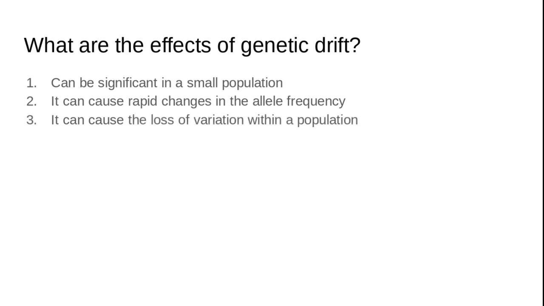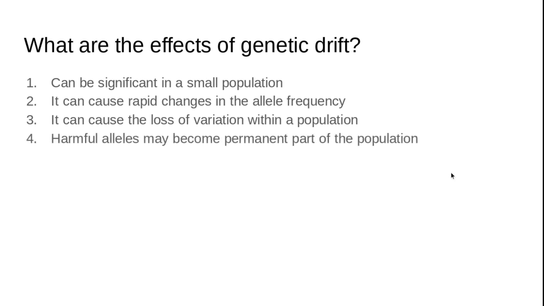It can cause the loss of variation within a population. So again, if a certain population is not welcomed into a community, they tend to leave. And so we see a loss of variation. And then harmful alleles may become a permanent part of that population. Normally, in a large population, harmful alleles are going to kind of be filtered out. In a smaller population, they definitely are not. And again, because of genetic drift, we will see harmful alleles becoming more permanent.